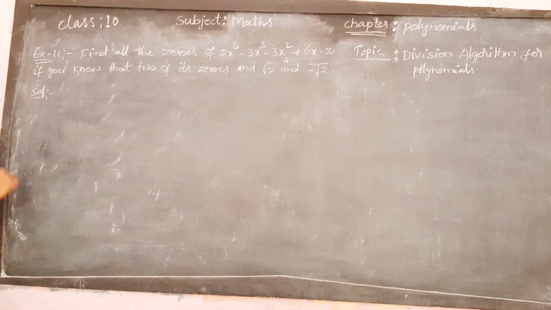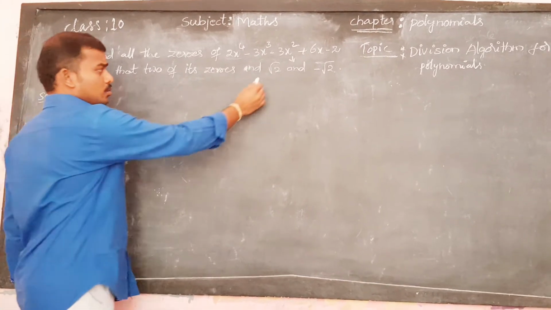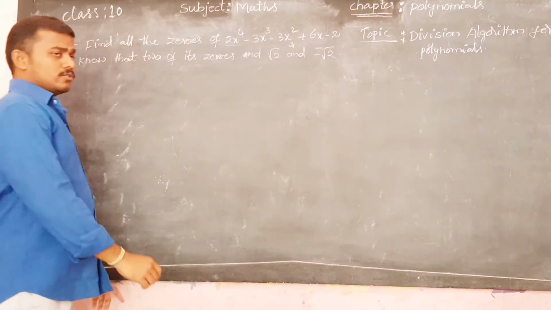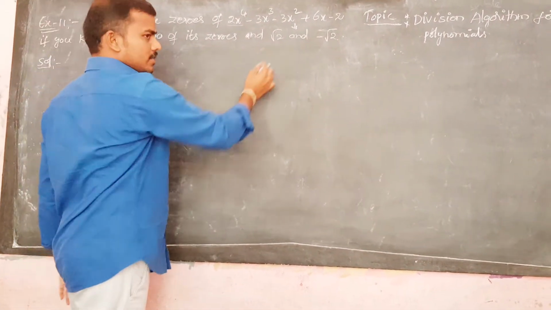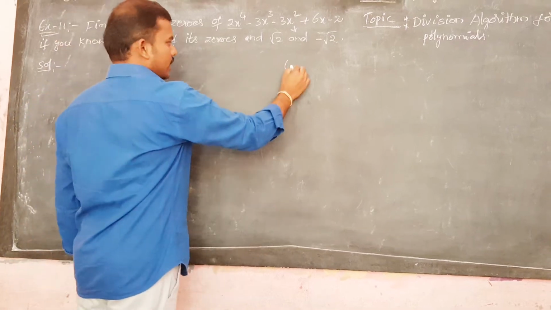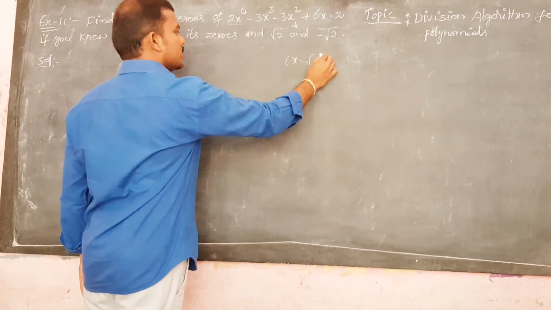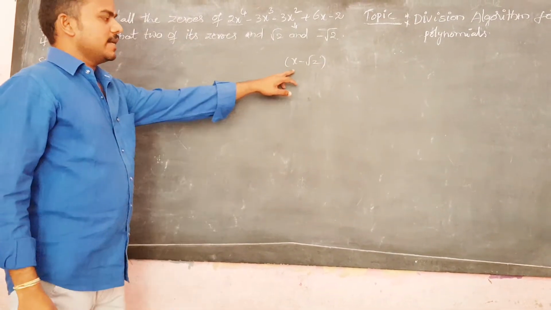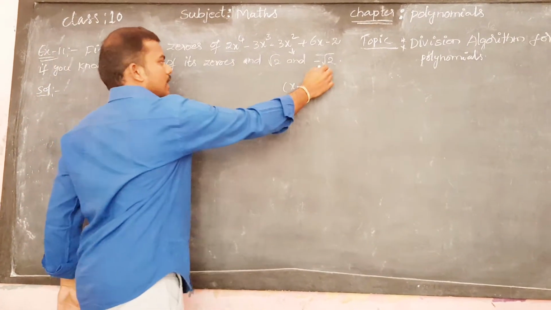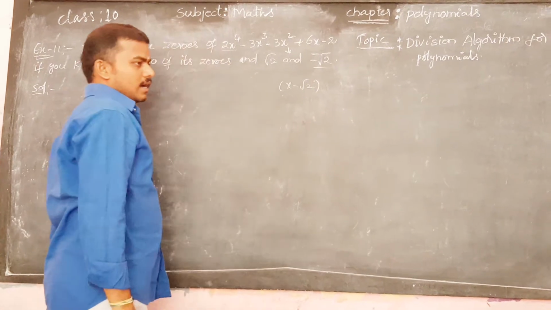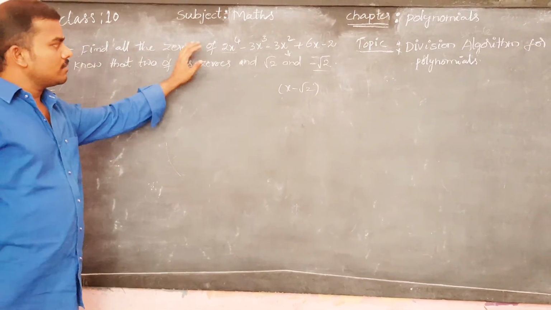Listen carefully. Here √2 and -√2 are two zeros of the polynomial. So √2 is a zero of the polynomial, so x minus √2 is a factor. X minus √2 is a factor of the polynomial. And -√2 is another zero. -√2 is a zero of the polynomial.